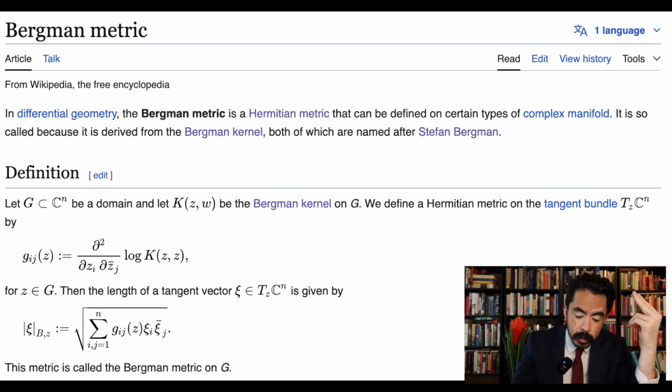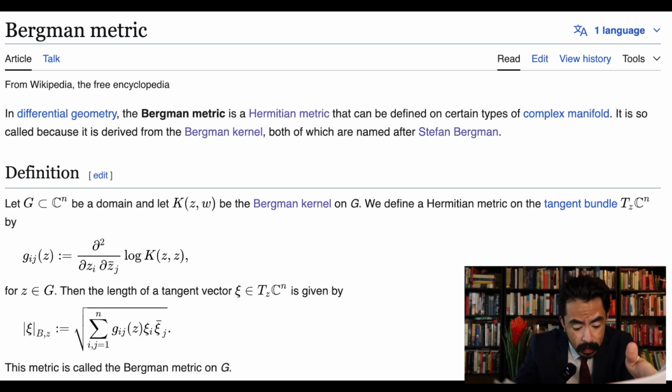Then we define a Hermitian metric on the complex tangent bundle by G sub ij of Z, which is denoted by partial squared partial Z sub i partial Z sub j conjugate of the logarithm of K of Z and Z, for all of these Z which are members of the domain capital G.